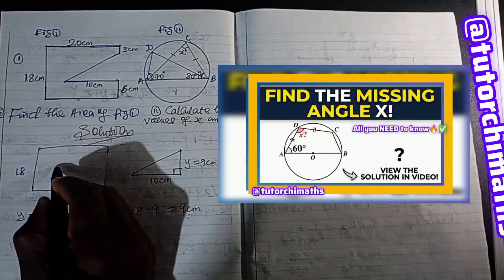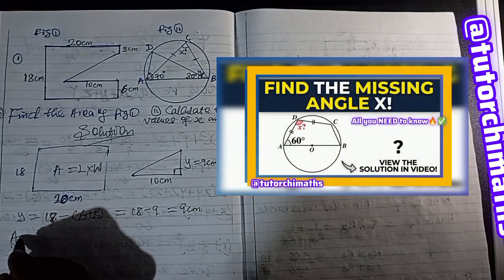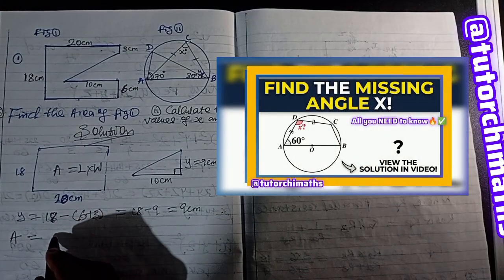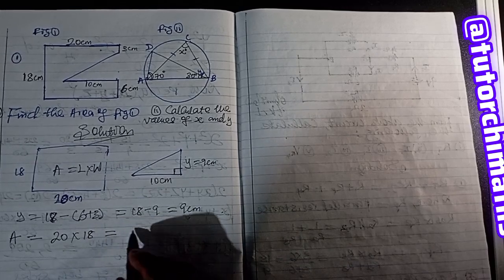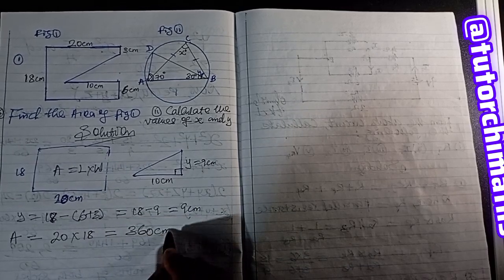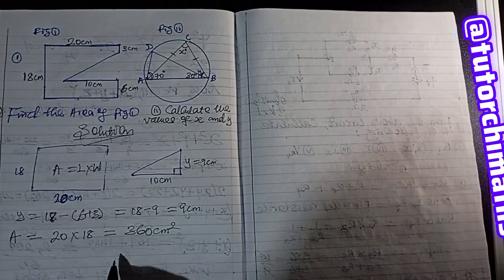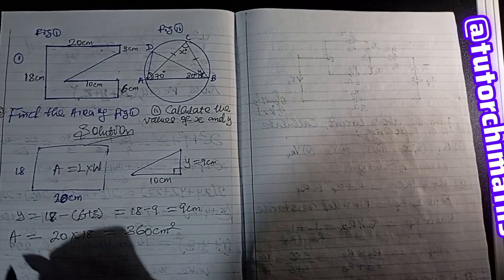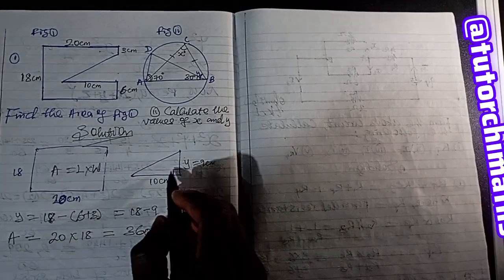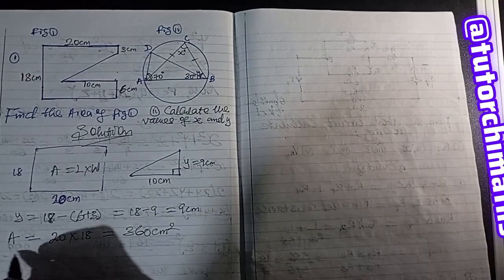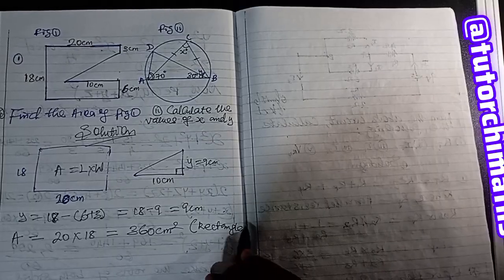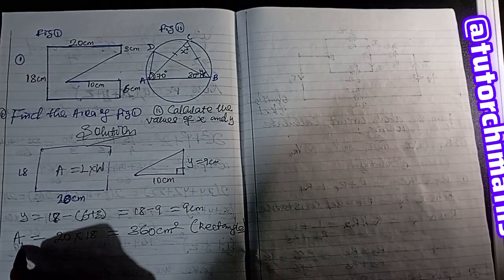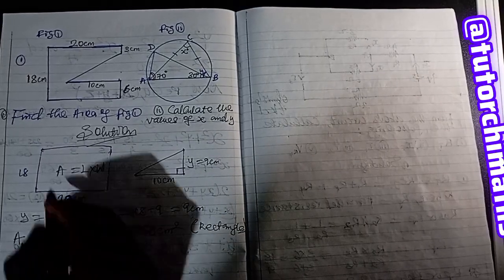So the area here equals length times width. So A equals 20 multiplied by 18, and we are going to have 360 cm square. That is area 1. Now the area for this triangle, this is for the rectangle. So let's call it area 1, and this one area 2.